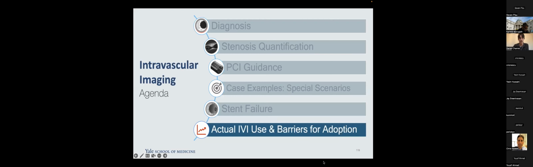So it's a nice pipeline of studies that are coming. I believe that Illumien 4 and OCTOBER are more advanced in enrollment, and the other two are still ongoing. So much data to come in the future.